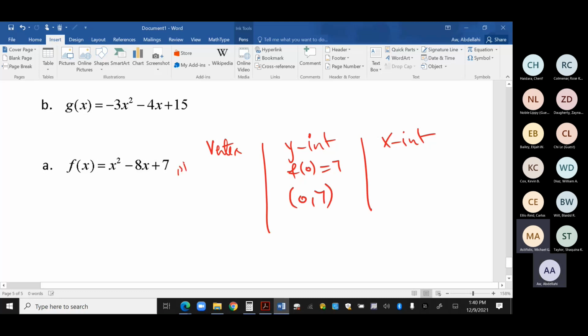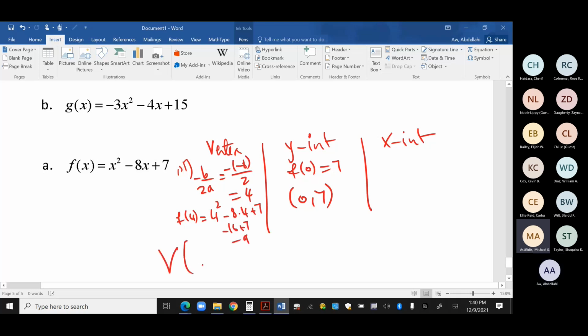The vertex, we do 2 steps. First, we do negative b over 2a, which is negative negative 8 divided by 2, which is 4. And we plug in 4. We say f of 4 is what? It is 4 squared minus 8 times 4 plus 7. 16 minus 32, which is negative 16, plus 7, which is negative 9. So what is my vertex? It is (4, negative 9), right?